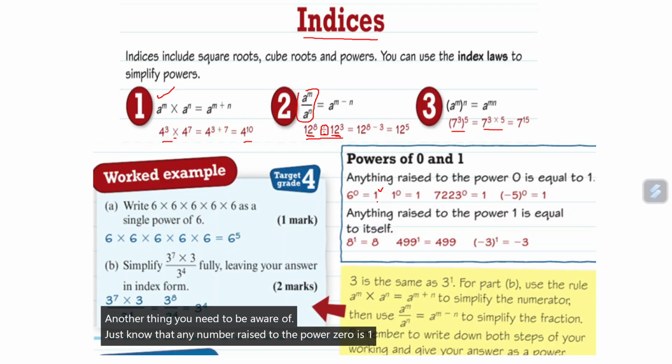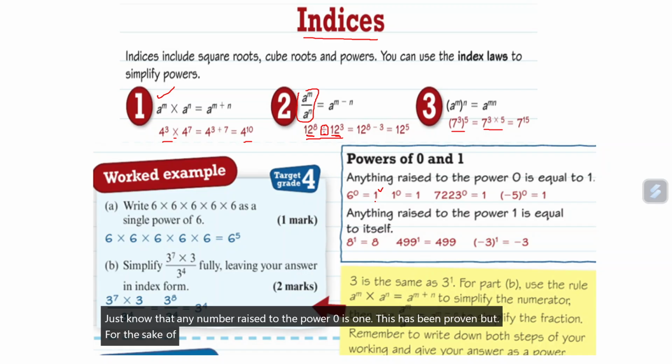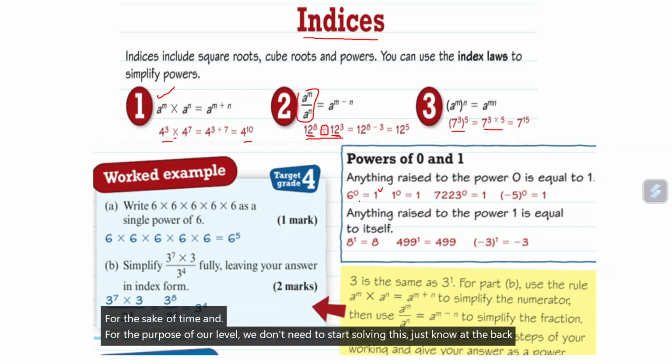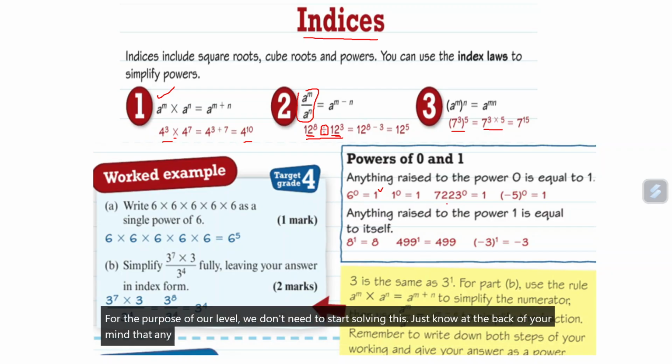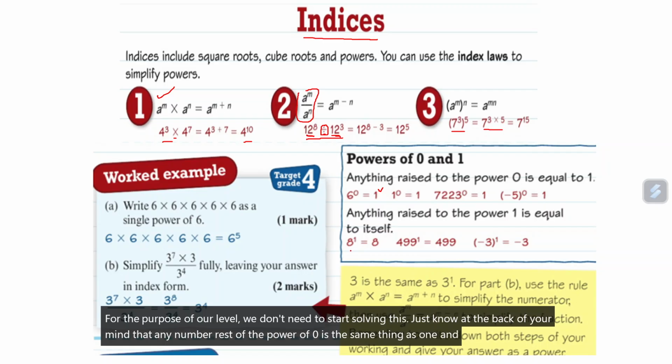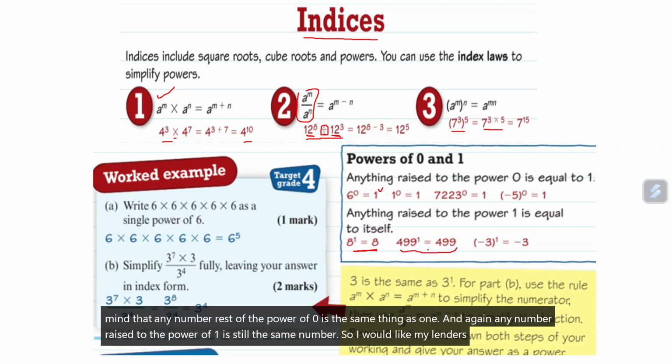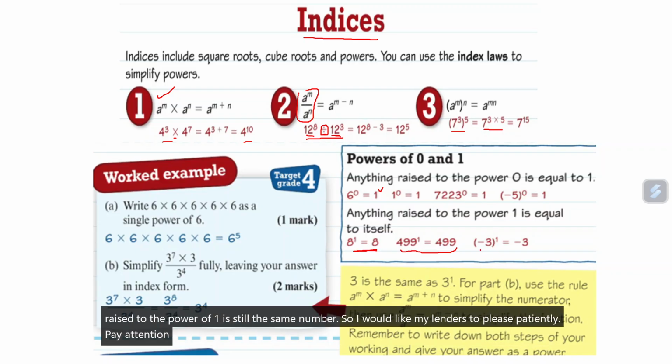This has been proven, but for the sake of time and for the purpose of our level, we don't need to start solving this. Just know at the back of your mind that any number raised to the power of 0 is the same thing as 1. And again, any number raised to the power of 1 is still the same number. So I would like my learners to please patiently pay attention to details.